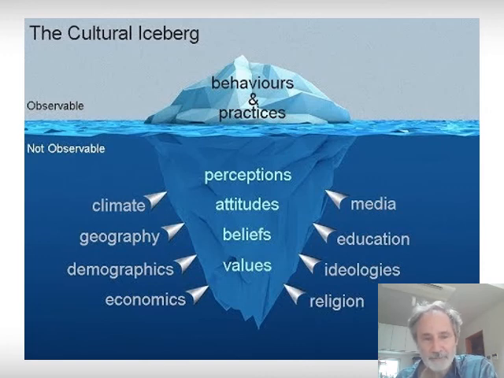Here's another way of looking at the cultural iceberg. So at the top of the iceberg is observable behavior. So, you know, if people are walking down the street or they're singing a song, you can see that. But why are they singing? Or what are they thinking when they're singing? This is related to their deep culture, their perceptions, their attitudes, their beliefs and values.